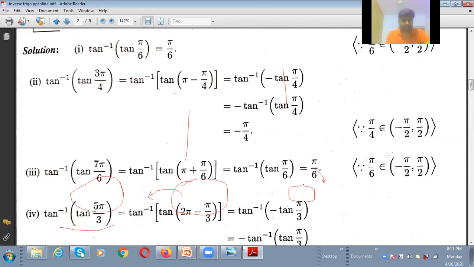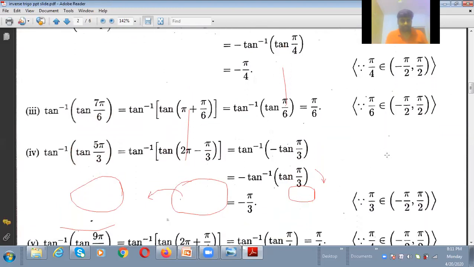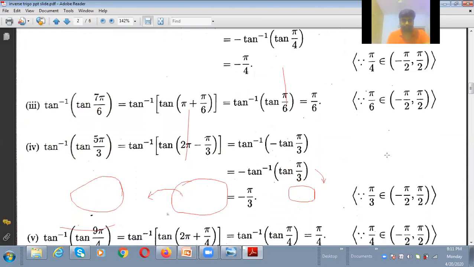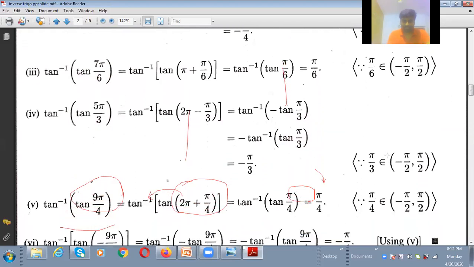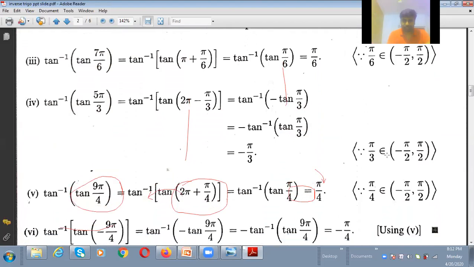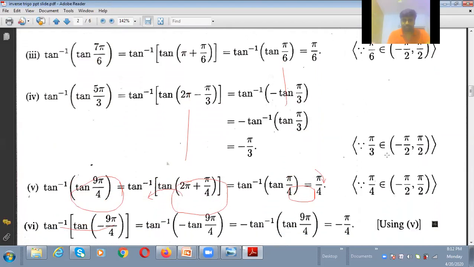Now next, tan inverse of tan 7 pi by 6 is pi plus pi by 6, and pi by 6 belongs to that. Now tan inverse of tan 5 pi by 3. So 5 pi by 3 we cannot take directly. So 2 pi minus we can take, 2 pi minus pi by 3. Correct? 360 minus. So now minus tan pi by 3. Tan inverse of minus x, minus will come out. So tan inverse tan cancel there. Minus pi by 3. Minus pi by 3 correct or not? Because minus 60 lies in that minus 90 to plus 90.